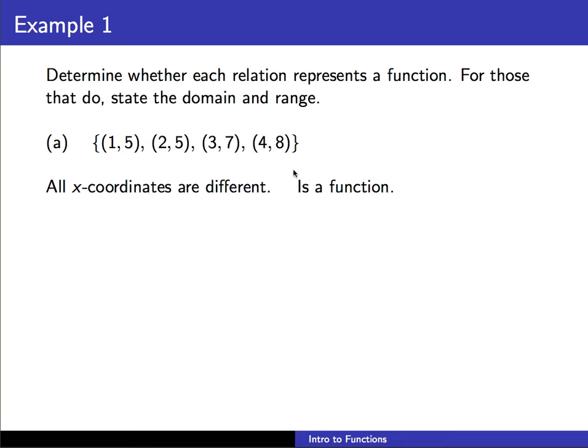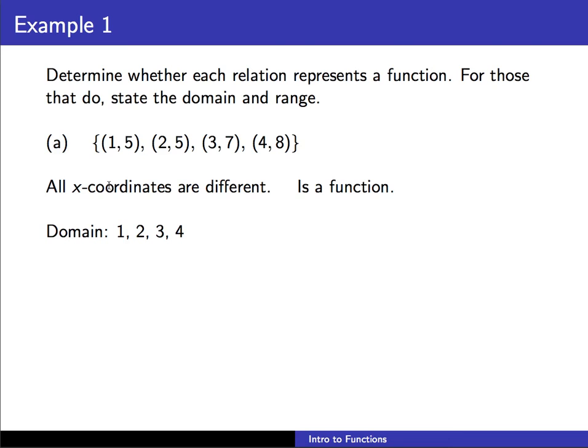If we had something like (1, 5) and (1, 6), that means for an input of 1, sometimes it would give us 5, but other times for an input of 1, it would give us 6. So if instead of (2, 5), we had (1, 6), along with this (1, 5), it would not be a function. All the x coordinates would not be different. So quick way to check.